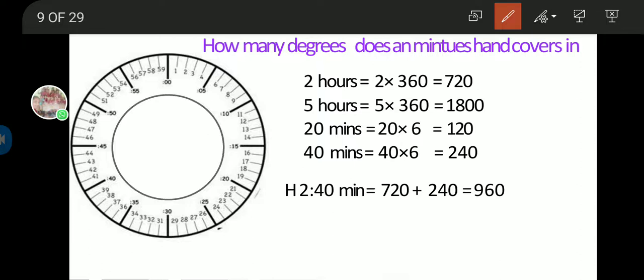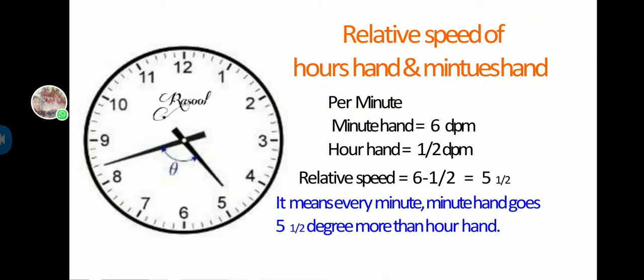How many degrees does a minute hand cover in 2 hours? In 2 hours, how many degrees does it cover? Yes, 720. Alright. Next page.